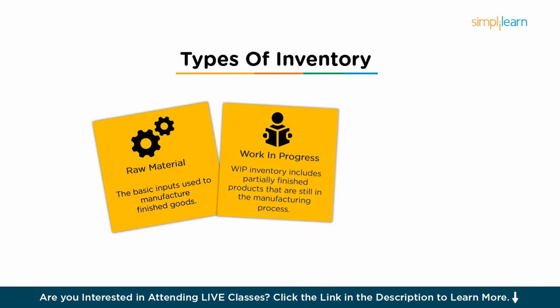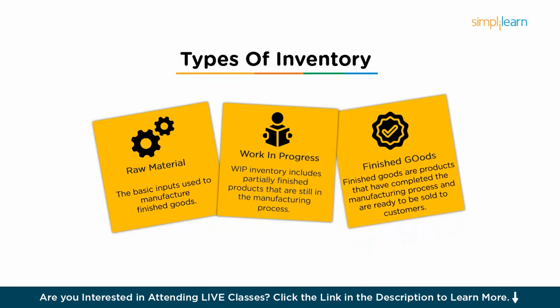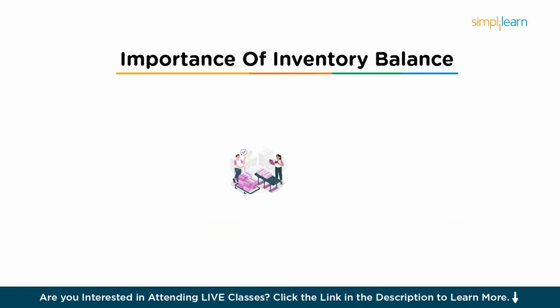Then comes work in progress, WIP. Work in process inventory includes partially finished products that are still in the manufacturing process. Managing WIP helps monitor production efficiently and identify bottlenecks in the production line. The third one is finished goods. Finished goods are products that have completed the manufacturing process and are ready to be sold to the customer. Keeping an appropriate level of finished goods is critical to meet customer demand promptly. So now let's move forward and see the importance of inventory balance.